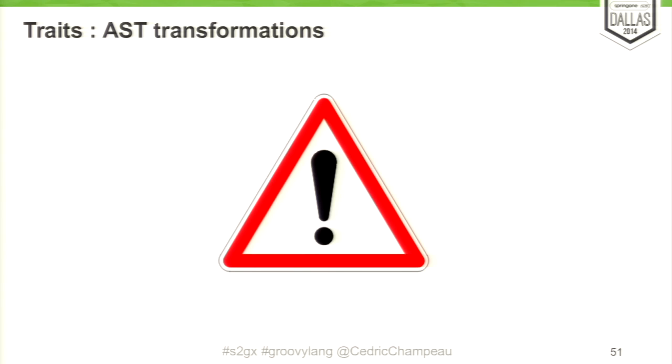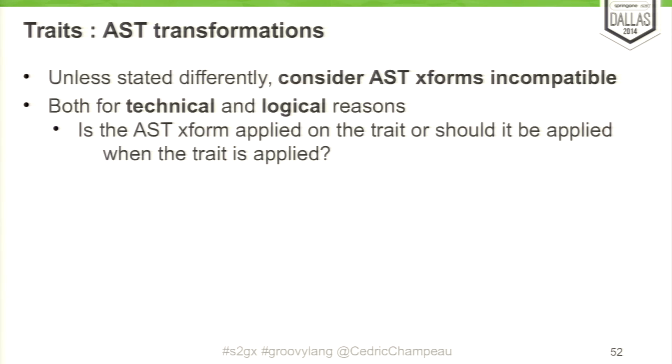Can you add toString, for example, to a trait, or Immutable? The answer is, in general, no, never do that, because most AST transforms are not compatible with traits. And if they are, it's written in the documentation. So if you don't see a line saying "I am compatible with traits", consider they're not. Or use unit tests to check.